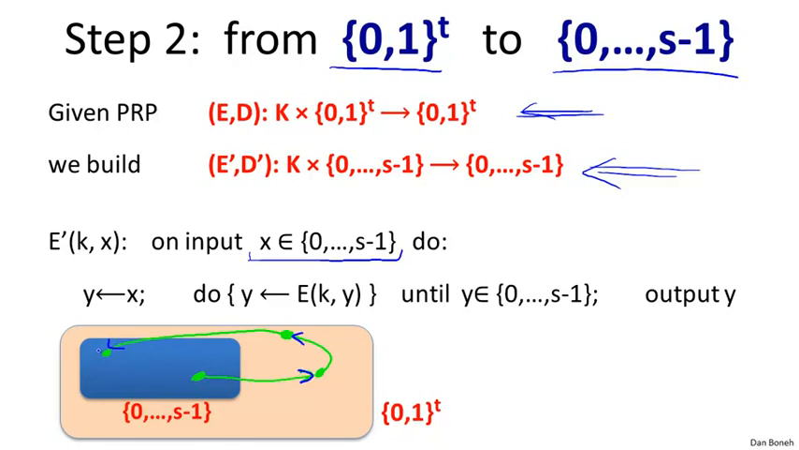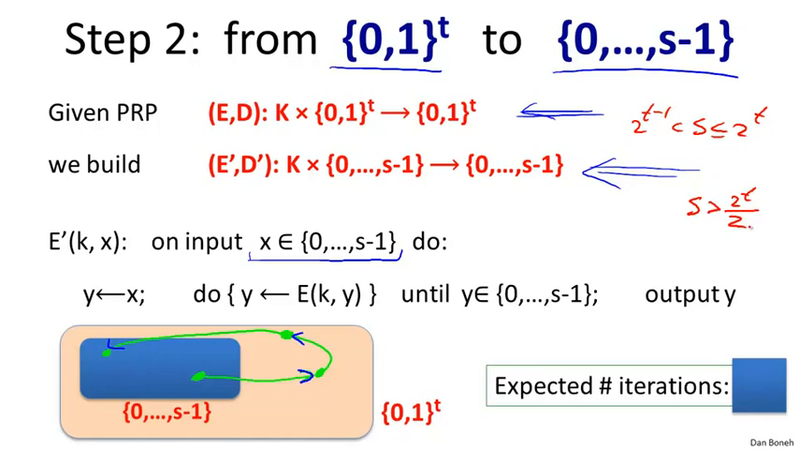But before that, let me ask you, how many iterations do you expect that we're going to need? And I want to remind you again, before I ask that question, that s is less than 2 to the t, but is more than 2 to the t minus 1. So in particular, s is greater than 2 to the t over 2. My question to you now is, how many iterations are we going to need on average until this process converges? So the answer is we're going to need 2 iterations, so really just a small constant number of iterations, and so this will give us a very efficient mechanism that will move us down from 0, 1 to the t to 0 to s minus 1.